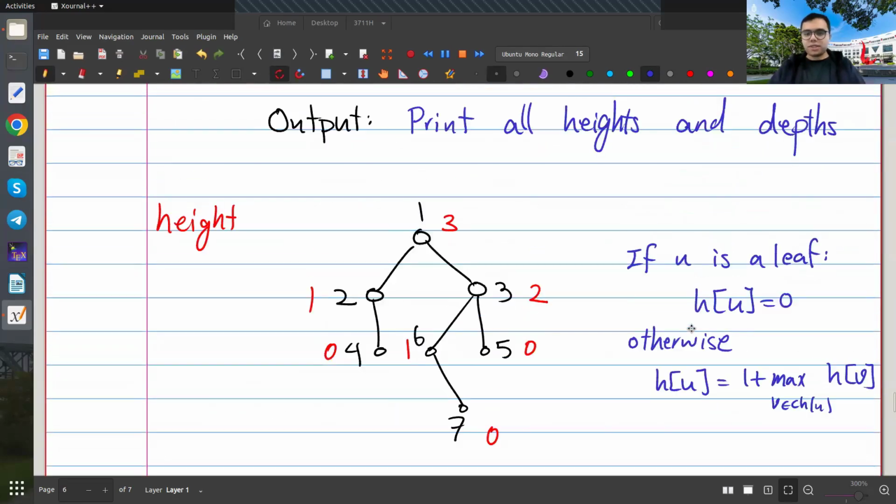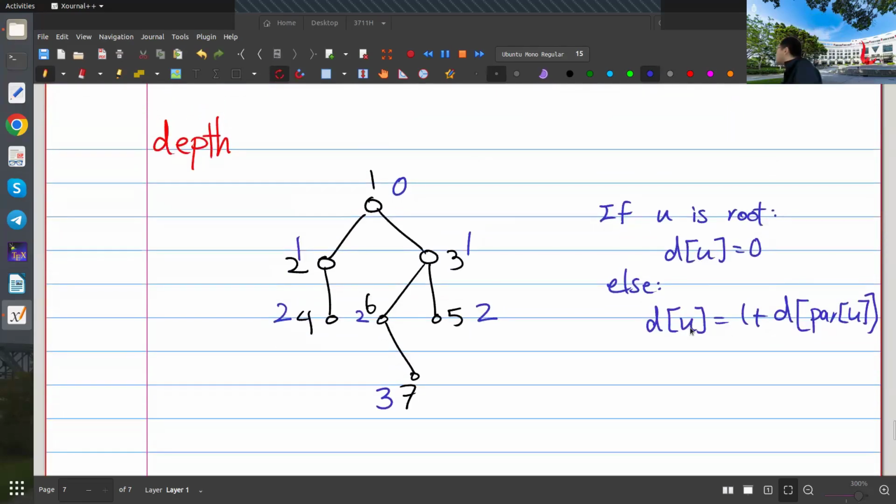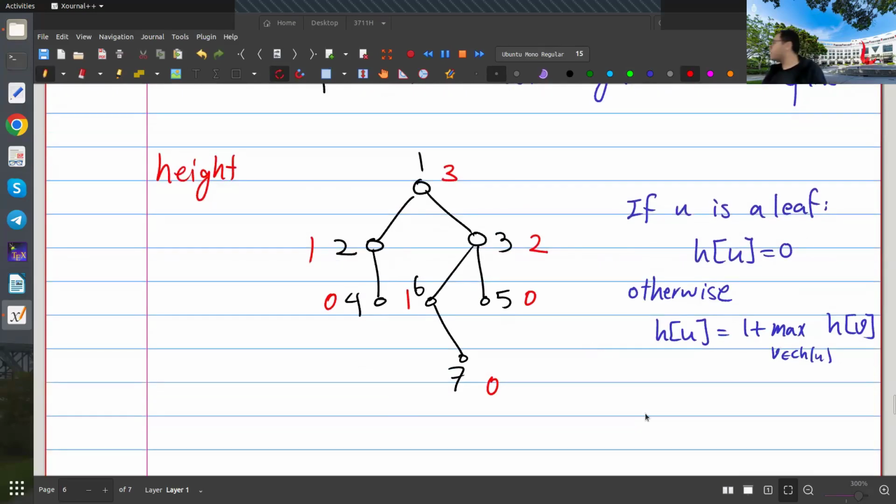Now, how much time do these things take? Well, this one is pretty easy, right? At every vertex, I'm spending constant time. So this is definitely O(n), right? This one is a bit trickier to work with. So if I'm at a leaf, I'm spending constant time. But if I'm at a vertex that is not a leaf, I'm going over all of its children and I'm calculating this maximum. So the amount of time that I'm going to spend at this vertex u is going to be the number of children of u, right?